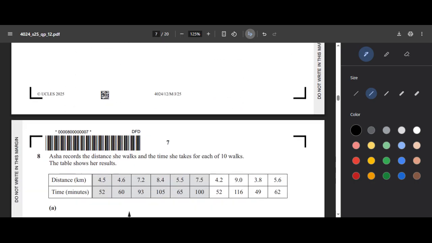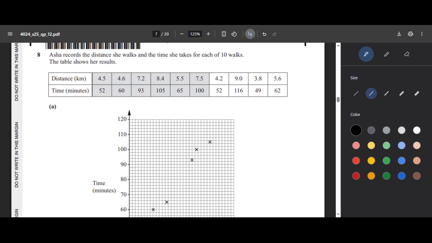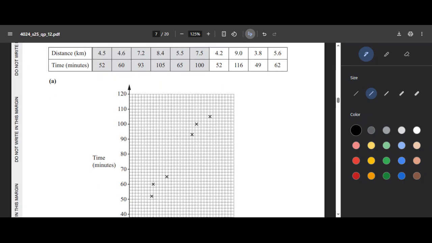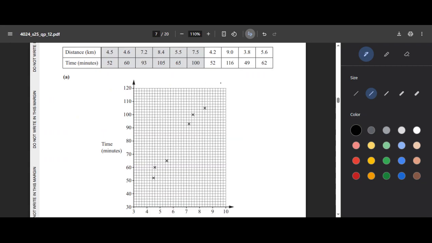Now for the next question, question 8. Here you have to plot the points in the grid which are not shaded. So first the point is 4.2 to 52. This is 4.2 to 52. 52 is here. This is 52. So 52 mark across here. This is 52. Then 9 and 116.